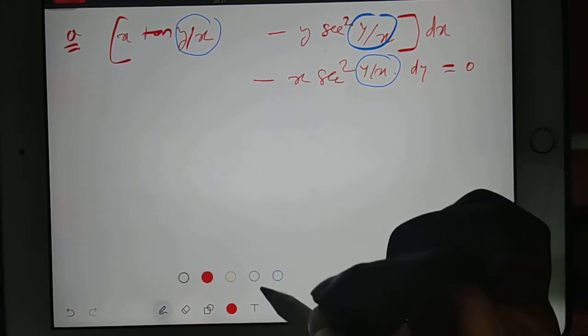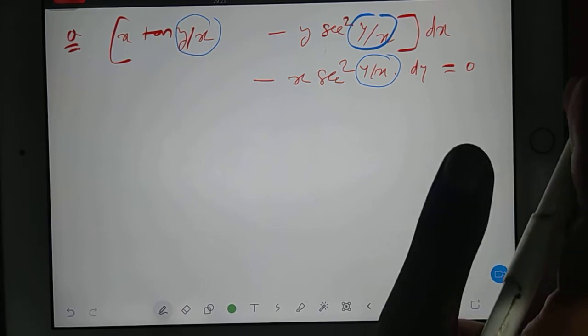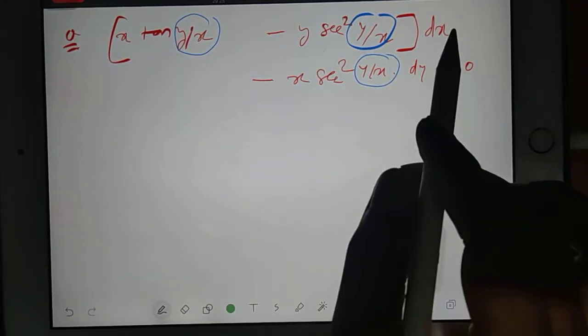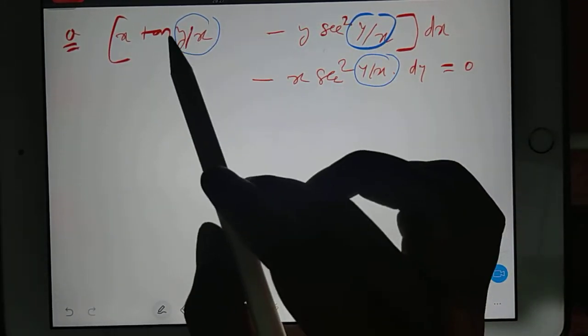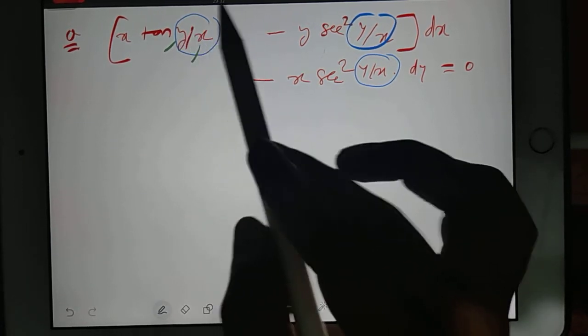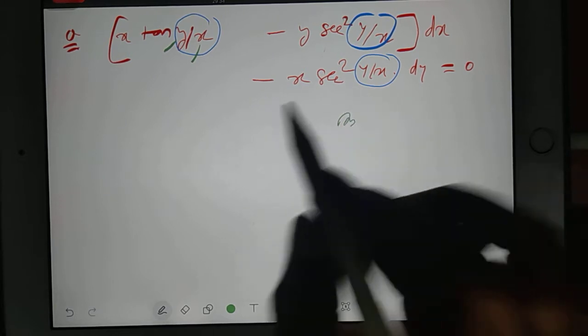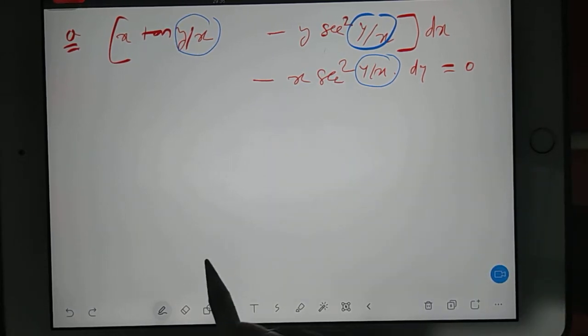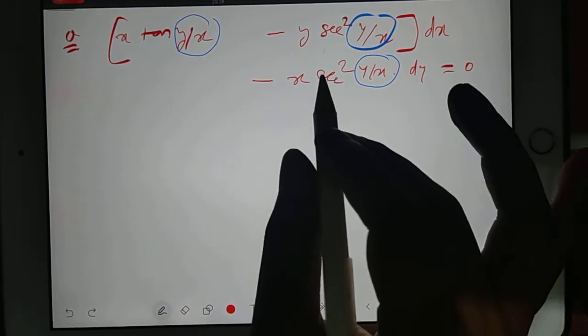first approach should be your variable separable method, but again you can see here variable separable is not easy, because y and x are coming together, and that also they are inside the angle. So if they are in the angle, it is difficult to separate them. Okay, there is one more possibility.